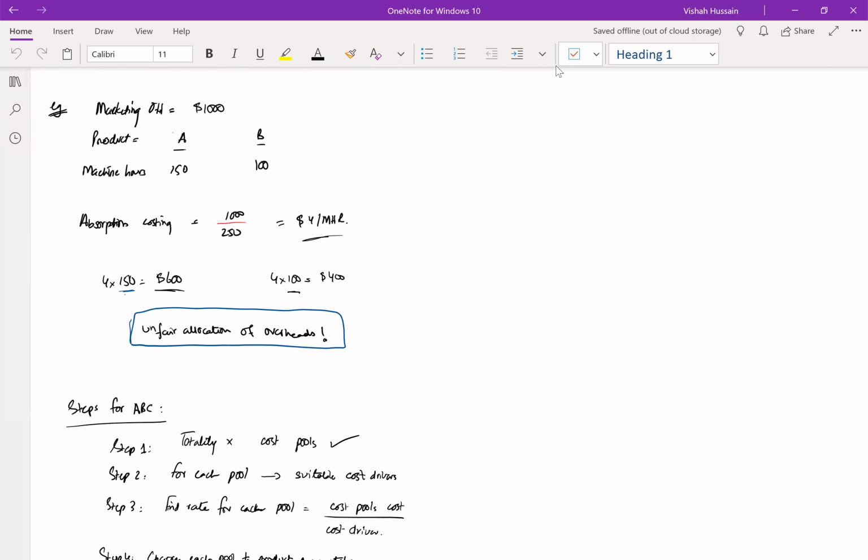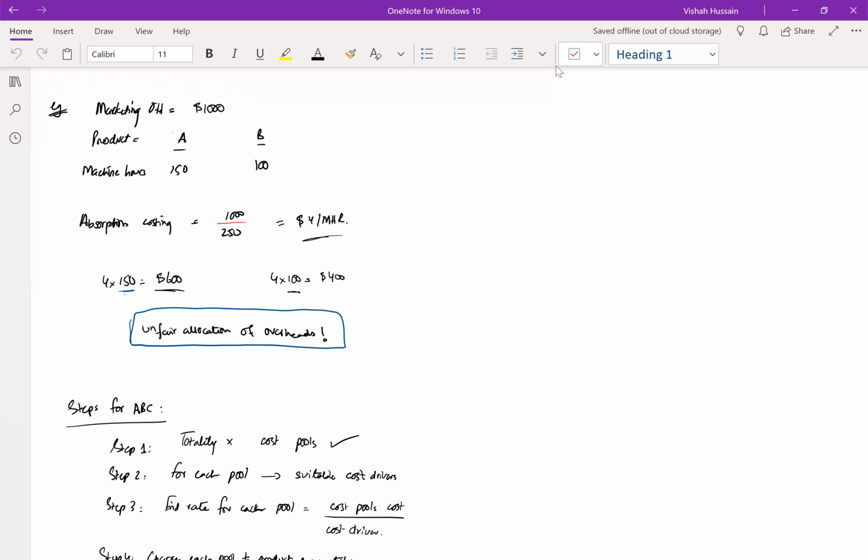Let's look at this example. The example says that we have marketing overheads of $1,000. And then we have two products, A and B. Machine hours for A are 150 and machine hours for B are 100. Absorption costing says how about we add the two products' machine hours and then divide the total overheads by it, which means 1000 divided by 250. So $4 per machine hour is the overhead absorption rate that we are getting. Then multiply that by the machine hours of product A and product B and allocate the overheads.